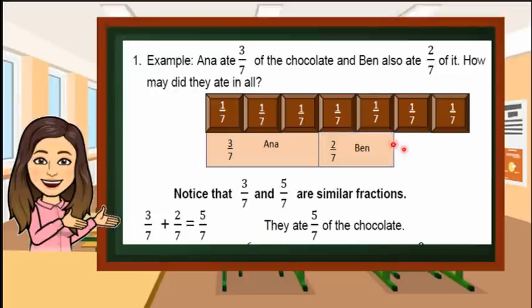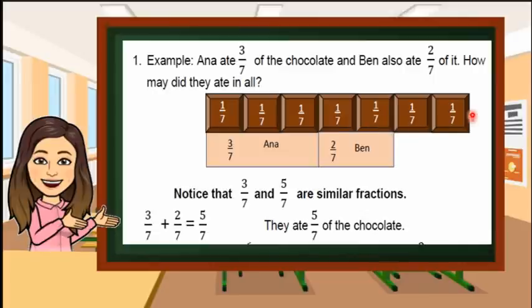So let's have this as an example of adding similar fractions. We have here Anna ate 3/7 of the chocolate, and Ben also ate 2/7 of it. How many did they eat in all? So we can draw a rectangle divided into 7 parts. So we have here, and each part has 1/7.